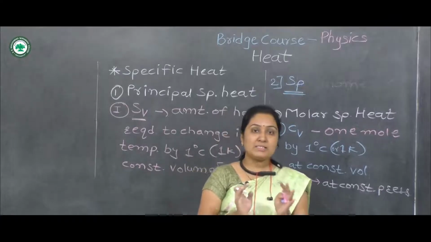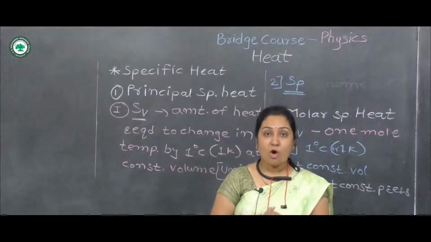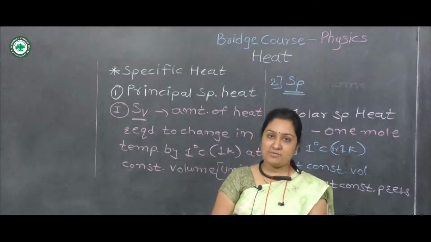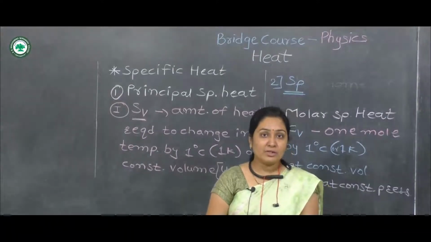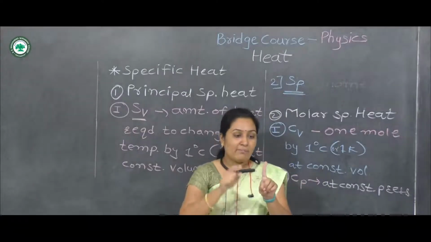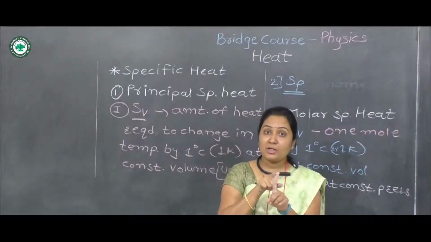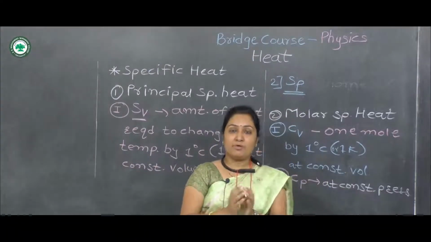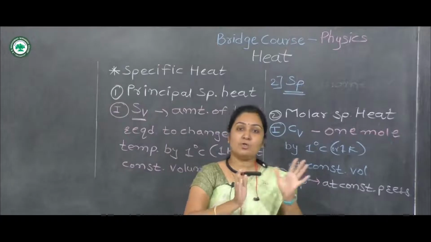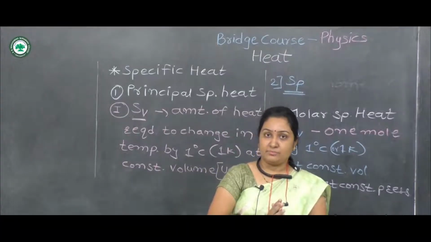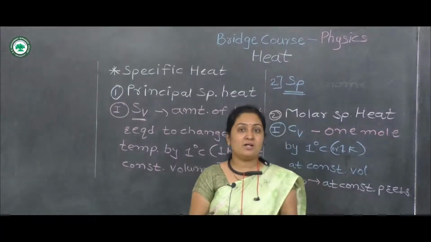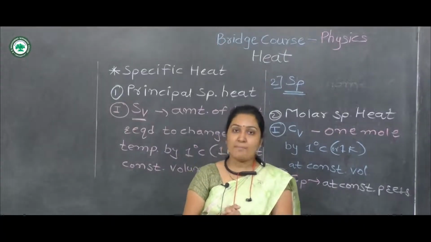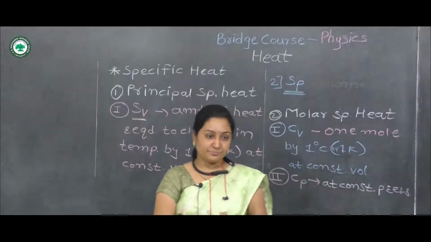So we can see that the specific heats give us the amount of heat which is required to increase the temperature of any object. While measuring the specific heats, one time we keep volume constant, at the other time we keep pressure constant, and then we can measure the amount of heat. So this is about the specific heat.